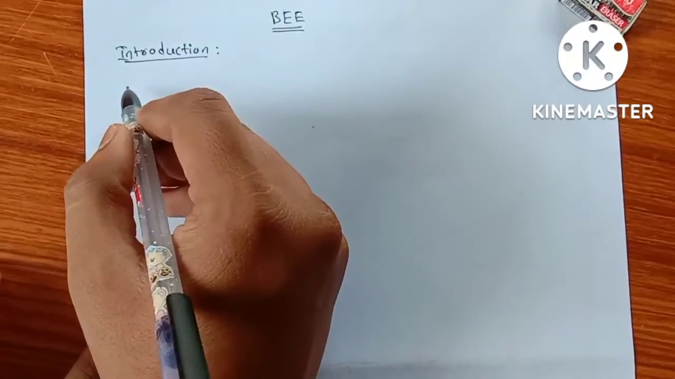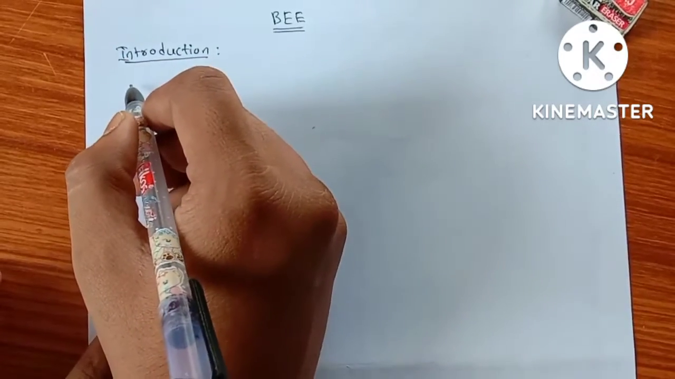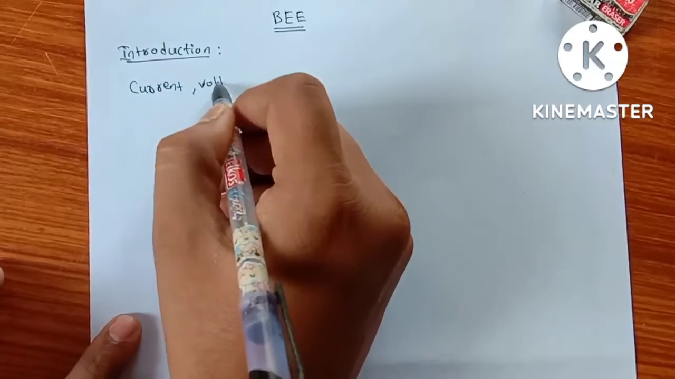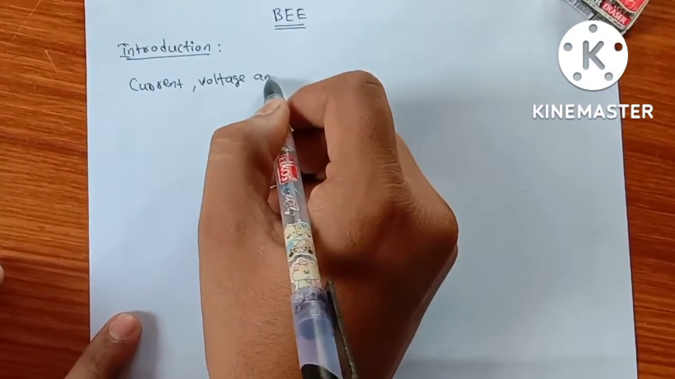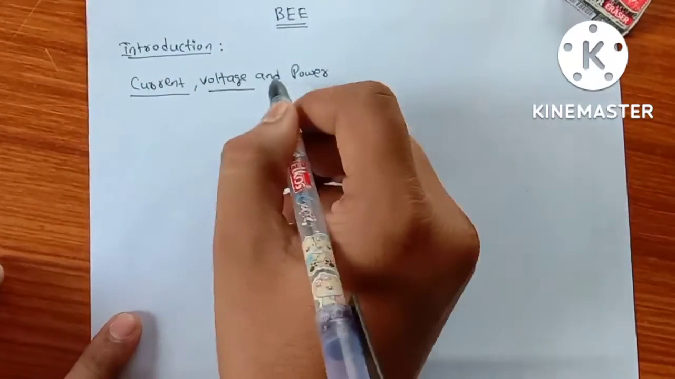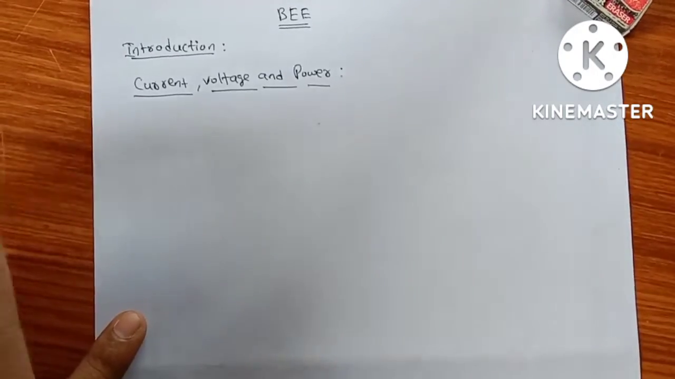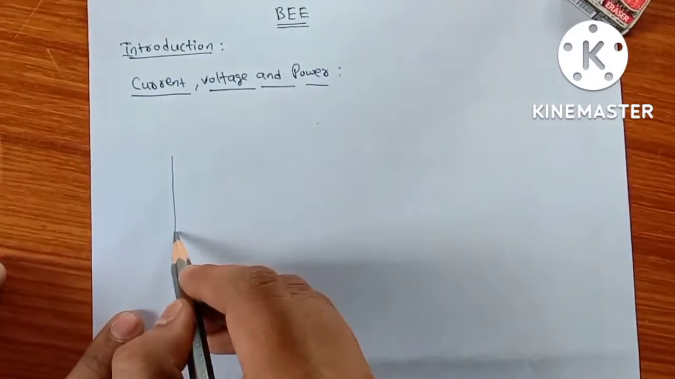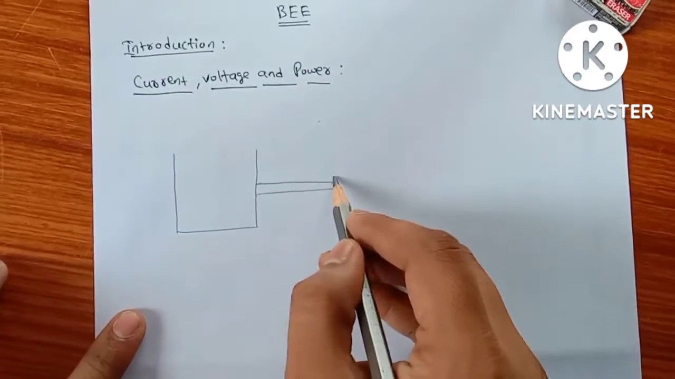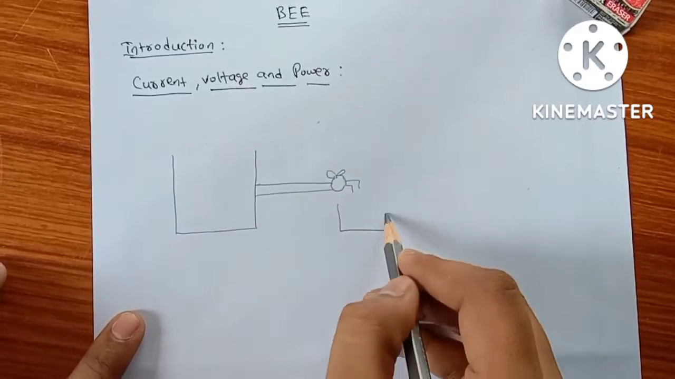Let us see few terminology which are frequently used in this subject, that are current, voltage, and power. To understand this, let us consider a small example. Consider a water tank, a pipe, a tap, and a bucket.